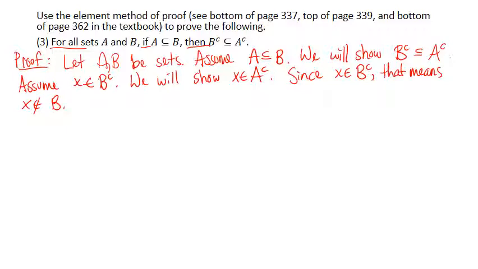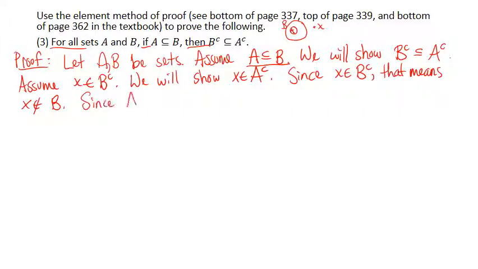So what else do we know? The only other thing we know is that A is a subset of B. So think about this very carefully. If A is a subset of B, you've got B like this and A like this. And where is X? X is not in B. So X is like over here, not in B. So where is it also not? It's also not in A. So we're just going to say that.